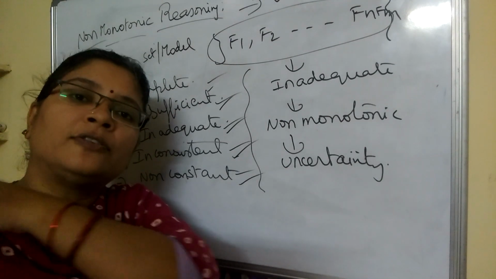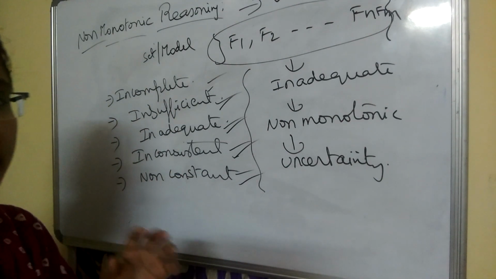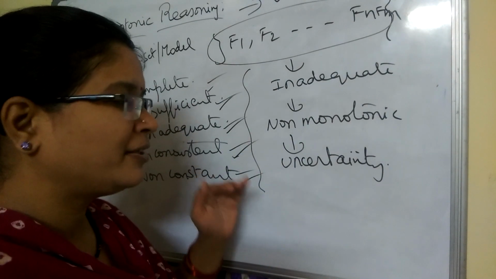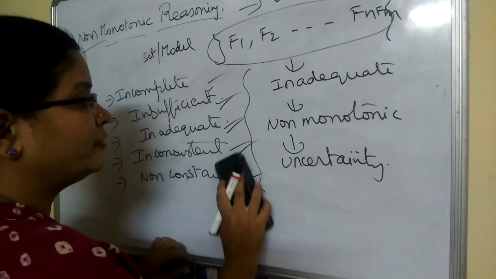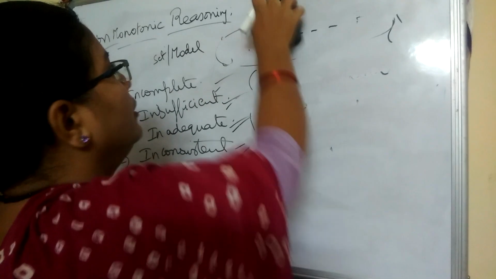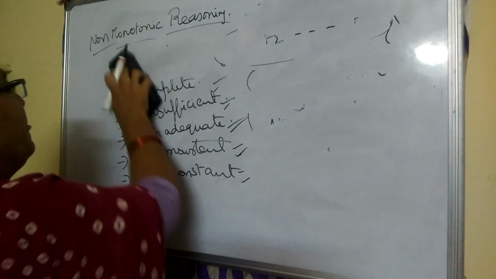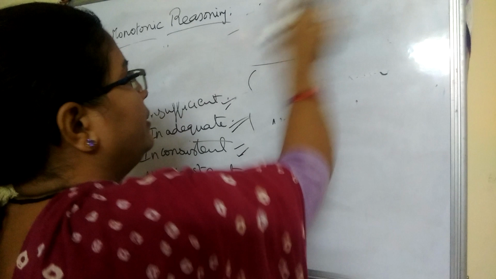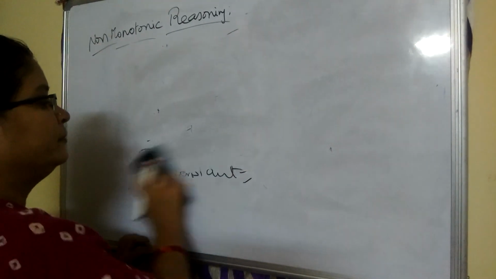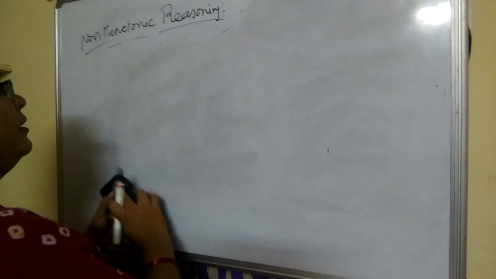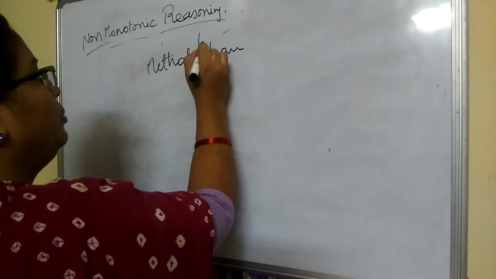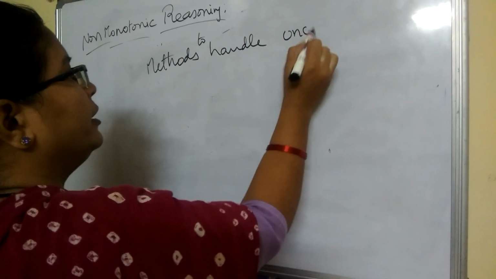Now, what are the techniques to solve this particular uncertainty? What are the methods we have to use to solve this uncertainty? Now, I will just list some of the methods to solve it. Then we go for the differences between monotonic and non-monotonic reasoning. Okay, so I just list out the methods to handle uncertainty.